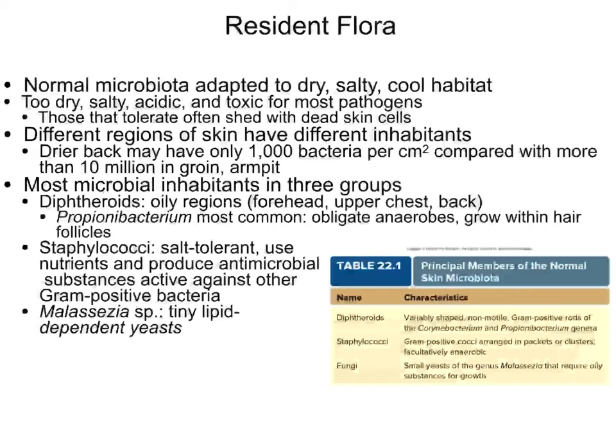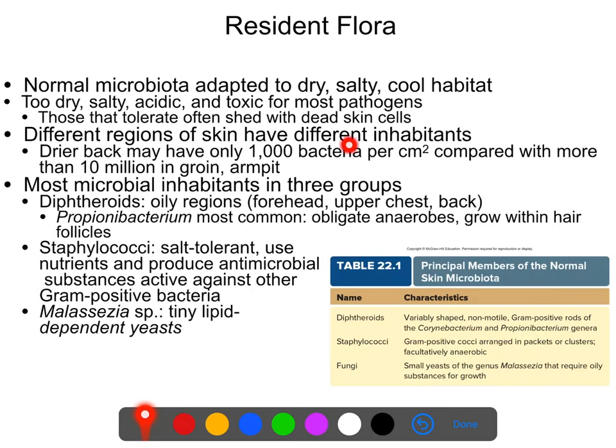And actually, different parts of the skin are going to have different bacteria living on them, and different amounts of bacteria living on them. So usually the drier the region of skin is, the fewer bacteria are capable of living there. So your back might have only 1,000 bacteria per square centimeter, whereas, say, a relatively moist region like your armpit could have 10 million bacteria per square centimeter. There are also going to be different bacteria.